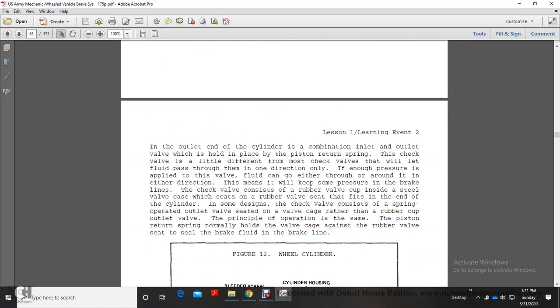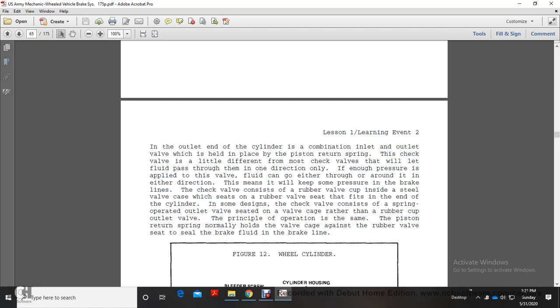An outlet over the end of the cylinder, with the combination inlet and outlet valve, with the help of the plate and the position return spring. The check valve is a little different from most check valves: it lets the fluid pass through in one direction only. If enough pressure is applied through the valve, the fluid goes through or around it in either direction.